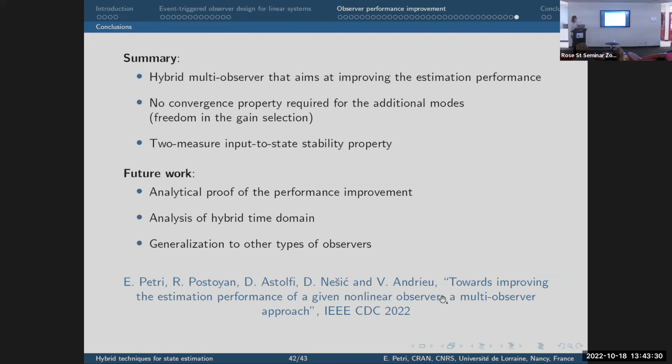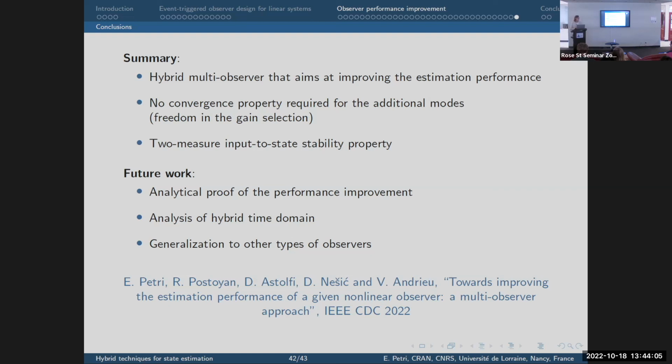I can now conclude this part of the talk, saying that in this work, we design a hybrid multi-observer that aims at improving the estimation performance of a given nominal nonlinear observer. And to do that, we add an additional dynamical system in parallel to the nominal one, with the same structure as the nominal one, but with a different gain. And it's important to recall that we don't require any convergence properties for these additional modes. So we have full freedom in the selection of their gain. And we prove a two-measure input to state stability property of the estimation error of the proposed hybrid multi-observer.